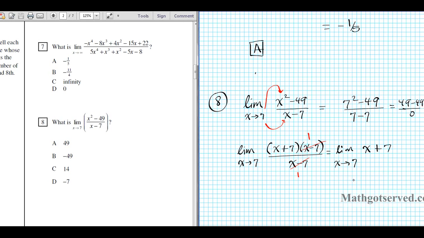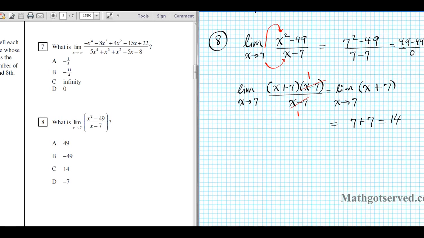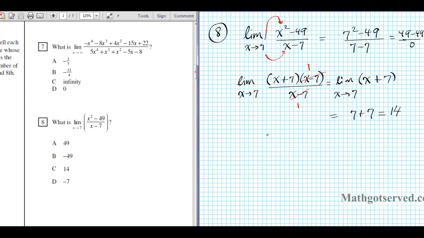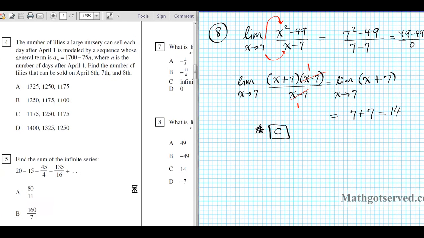Now we can just plug in 7 into this expression without any issues here because the discontinuity was a removable discontinuity. So we have 7 plus 7, which equals 14. So that's the limit of this expression as x approaches 7. So we can clearly see that our answer is option letter C. There you have it. Okay, let's move on to question number 9.